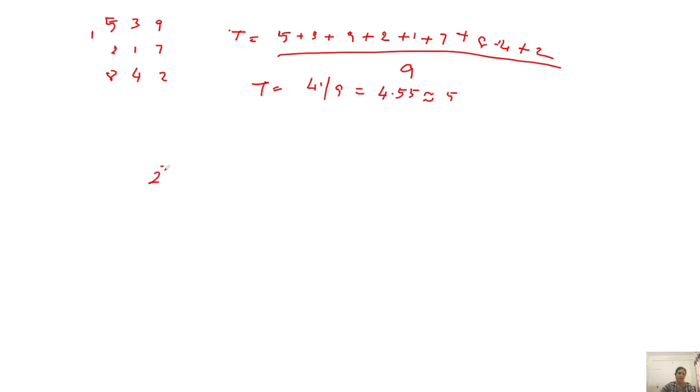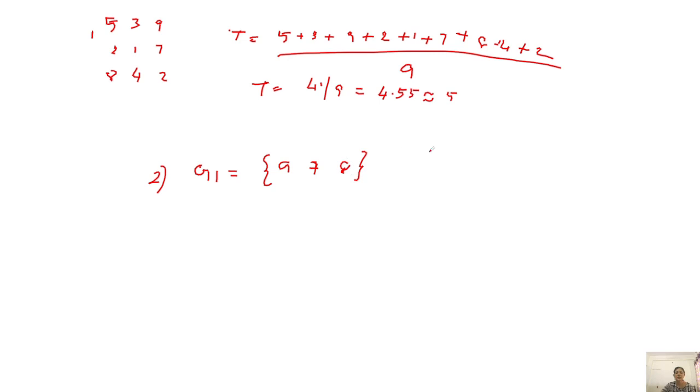The second step: I'm finding the two groups G1 and G2 based on the threshold. How? Those pixels that are greater than the threshold, and those less than or equal to the threshold. So G1 will be the pixels that are greater than the threshold, that is, greater than 5. What are the pixels I have greater than 5? It is given by 9, 7, 8. Okay, so these are the pixels that are greater than 5.